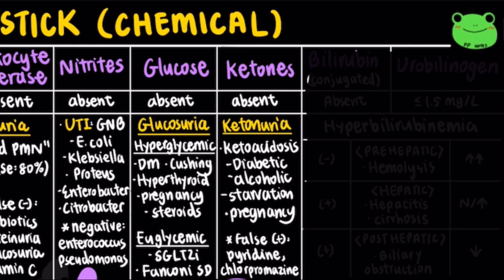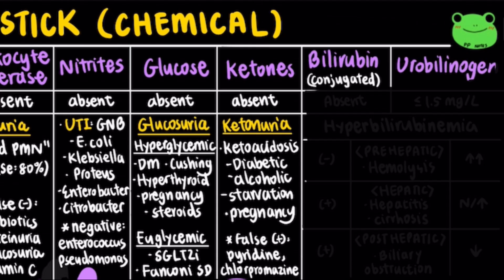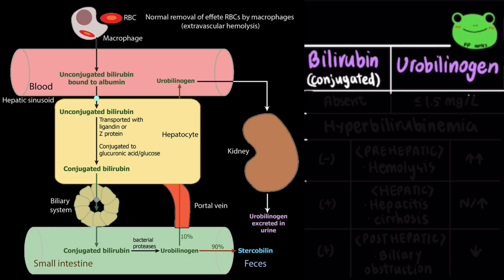Next up, bilirubin and urobilinogen. To understand the test, we first need to understand the metabolism of bilirubin. Heme from old red blood cells breaks down into unconjugated bilirubin, which is not water-soluble. Unconjugated bilirubin binds to albumin and travels to the liver, where it is converted to conjugated bilirubin, making it water-soluble. Conjugated bilirubin is then excreted into bile and eventually enters the intestine, where it is converted to urobilinogen by bacteria. Some of that is reabsorbed into the bloodstream and excreted in urine, while the rest is converted to stercobilin and gives stool its brown color.